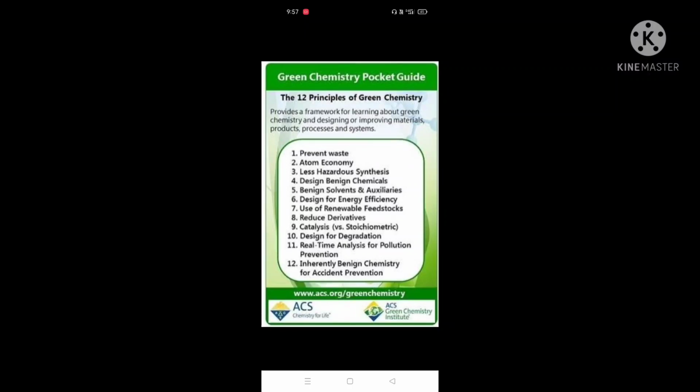Design for energy efficiency. We use less energy for these reactions. Many reactions are conducted by microwave-assisted synthesis and sonication, and in some cases we use less energy to get the product. Energy consumption is also a cause of environmental pollution. That's why we use energy-efficient reactions. Use of renewable feedstocks.